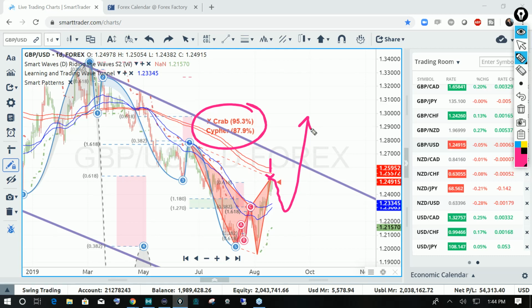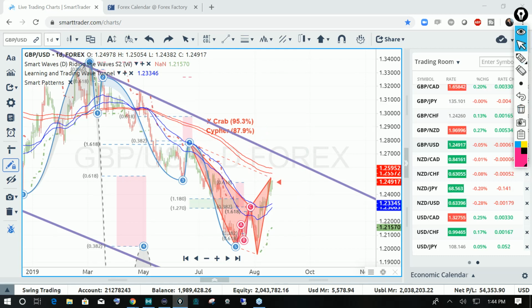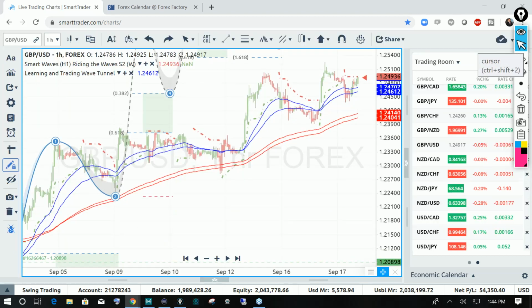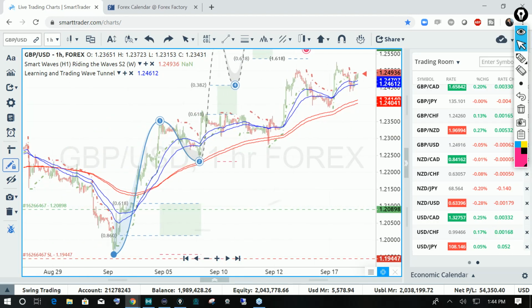Now, because I love swings, when I see this type of pattern, I go back down to a smaller time frame and break it down. This is the 1 hour.